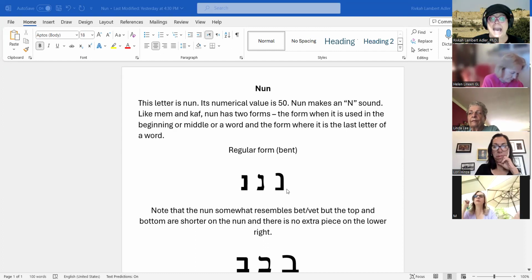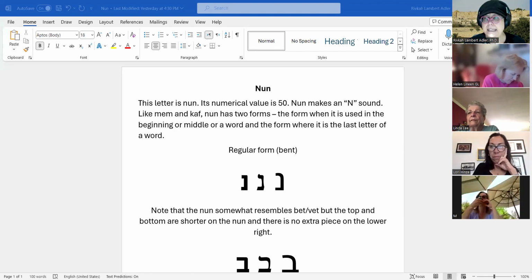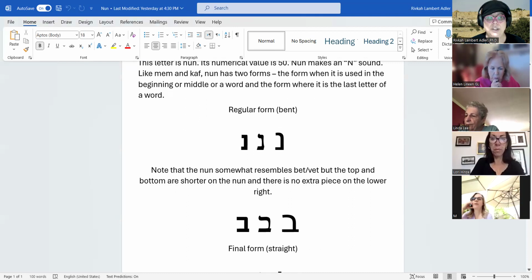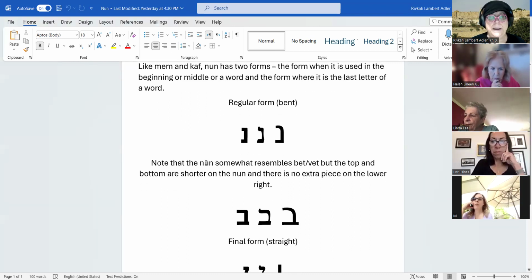somewhere. And I wanted to point out that because some letters, I think it's true in English too, are very distinctive looking and easy to find, and others look similar to other letters. So I wanted to show you that the regular Nun somewhat resembles this letter, which you have seen before. This is the Bet or the Vet. It's the second letter of the Hebrew alphabet. And you see that it has some similarity.